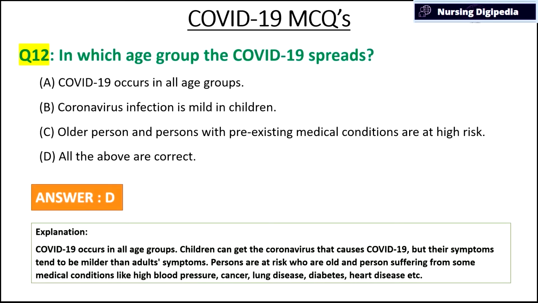COVID-19 occurs in all age groups. Children can get the coronavirus that causes COVID-19, but the symptoms tend to be milder than adults' symptoms. Persons who are old and persons suffering from some medical conditions like high blood pressure, cancer, lung disease, diabetes, heart disease, etc. are at risk.